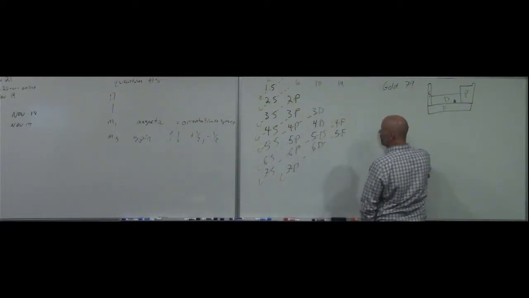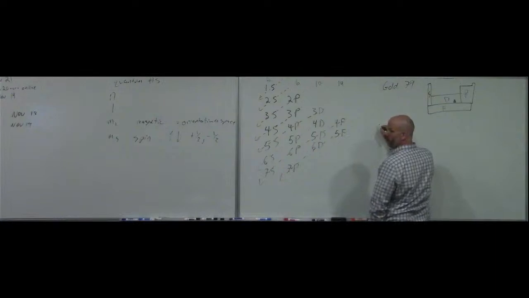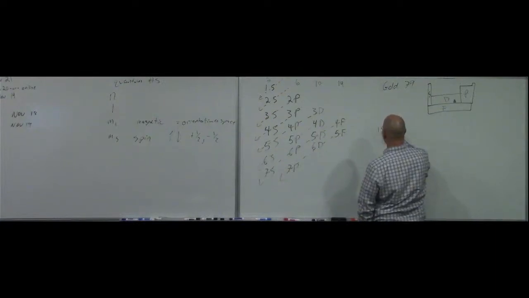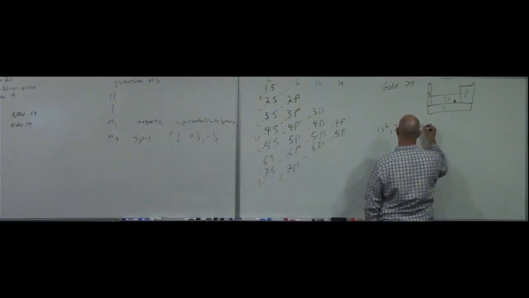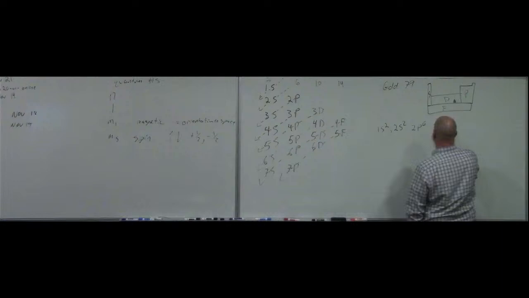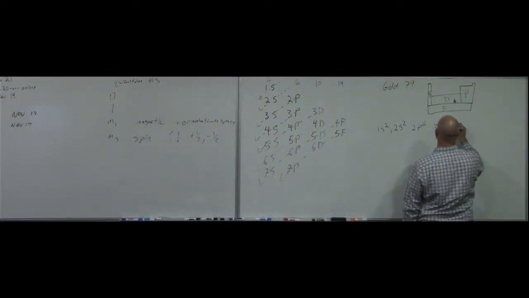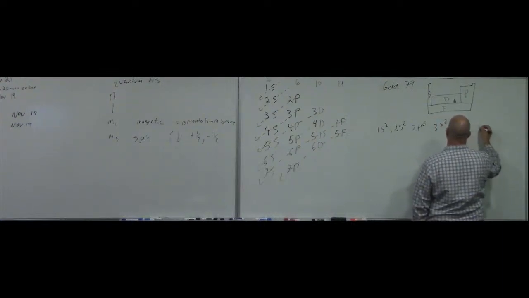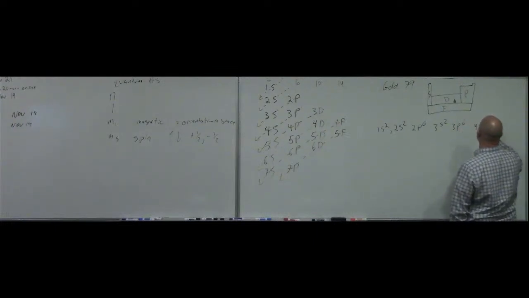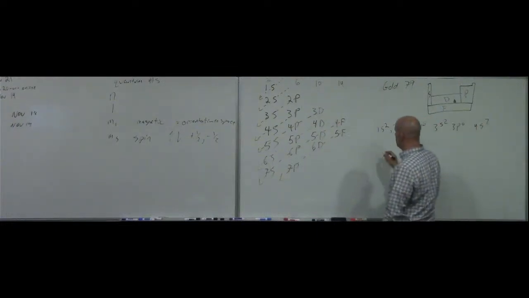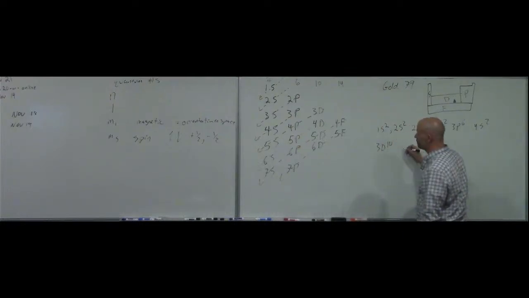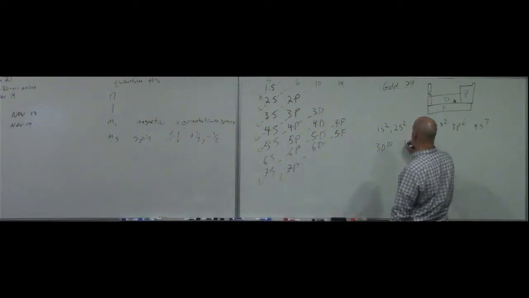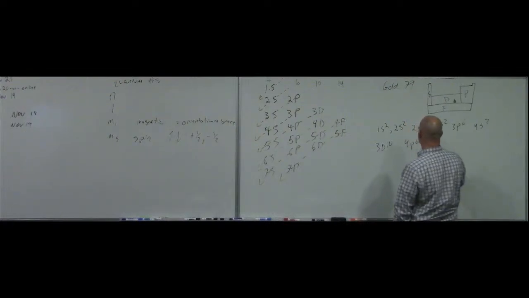Give me what you got. 1s2, 2s2, 2p6, 3s2, 3p6, 4s2. What's next? 3d10. Okay, what's next? 4p6. Okay. And then 5s2.